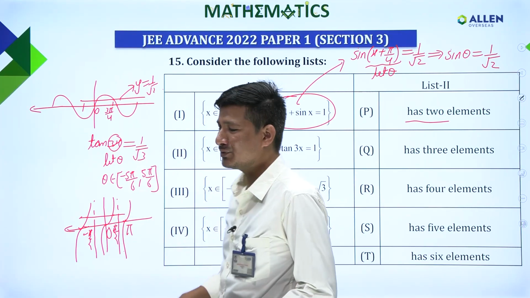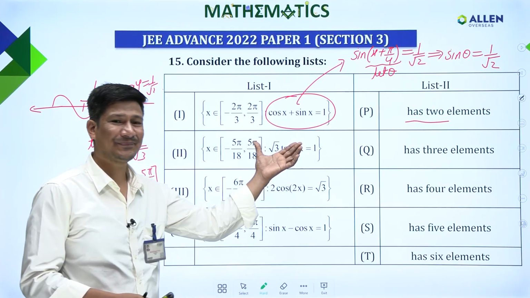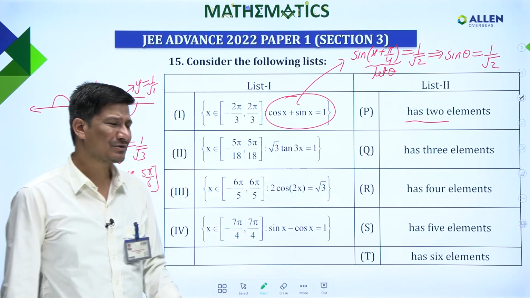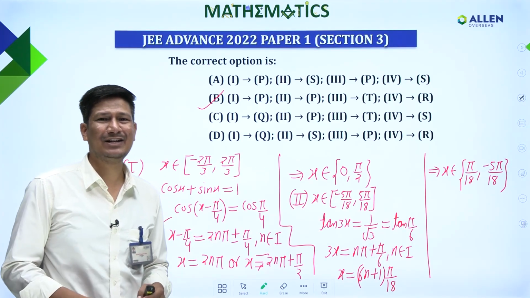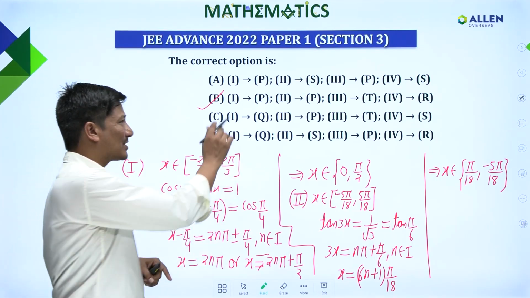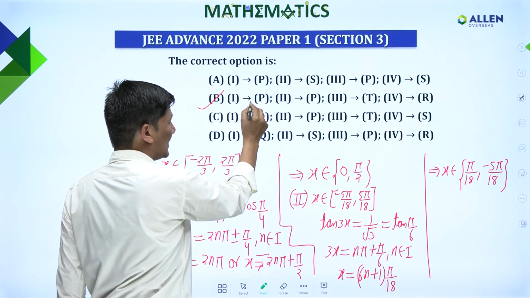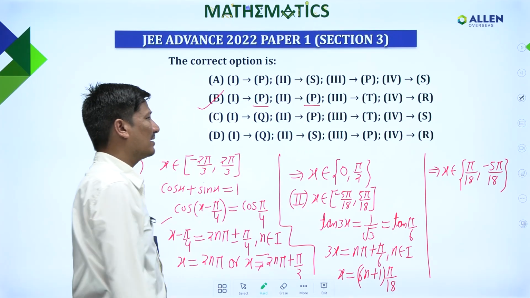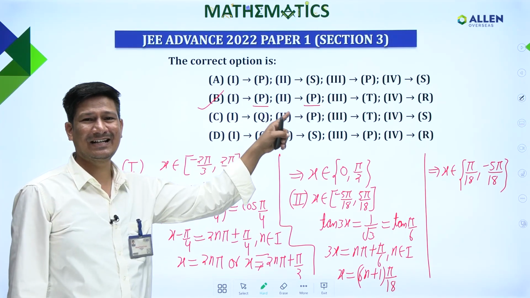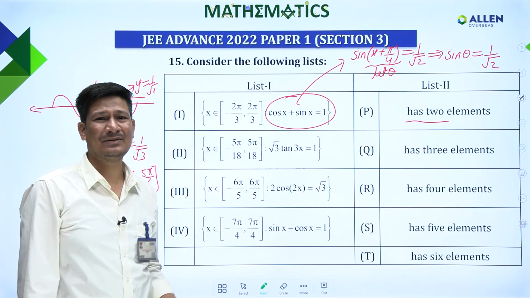Okay, so we are getting the two solutions for the second set also. But now guys, after that, no need to solve the rest two equations. See the options. By option elimination, you will easily be able to solve this question. In option B only, I'm getting the first part as P and the second part also as P. None of the options is giving the PP answer for the first and second part. So like that you can solve the questions.